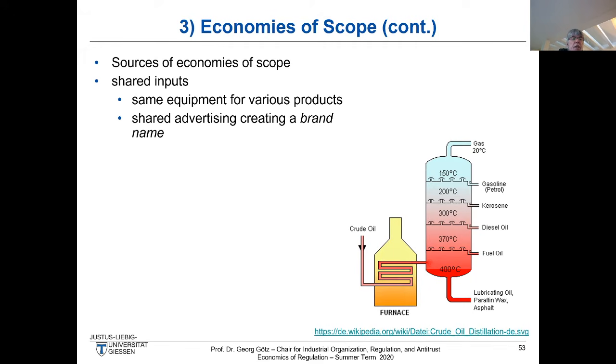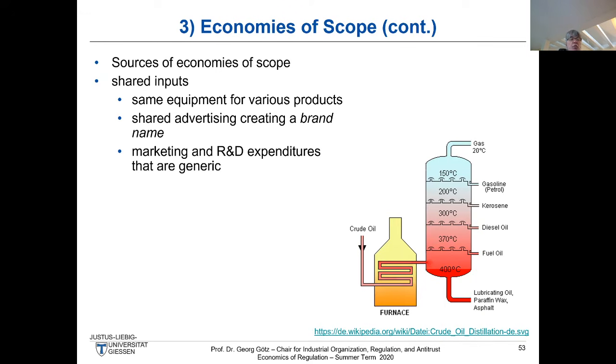I think shared advertising, creating a brand name. If you have created your brand name Apple and you bring out a new product, you can already use this brand name. Okay, and marketing and R&D expenditures that are generic. So here on expenditure, this is actually what we already have.